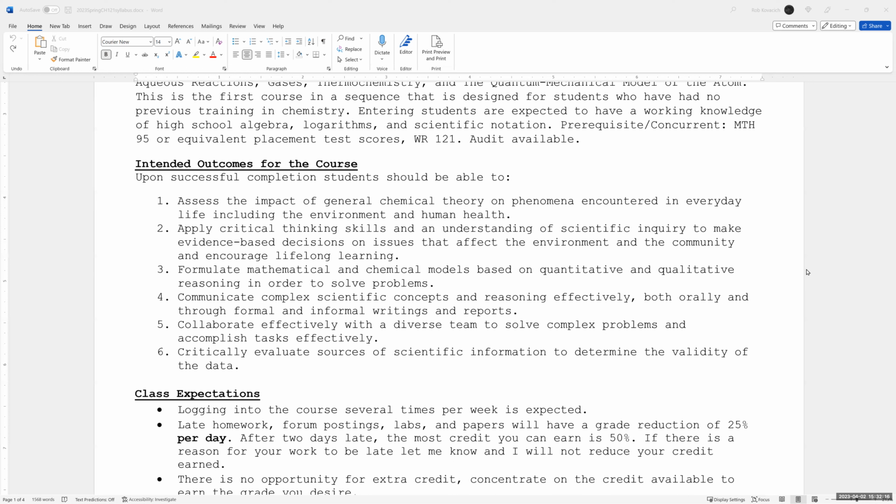The collaboration stuff, a little bit within Moodle, and we're going to be talking about different homework, different questions from the end of the chapter, and critically evaluate sources of scientific information to determine the validity of the data. Super important. No fake news here. You come up with a data source, and that data source needs to be a valid data source. What makes a source valid? It needs to be a source that has some sort of peer review associated with it.